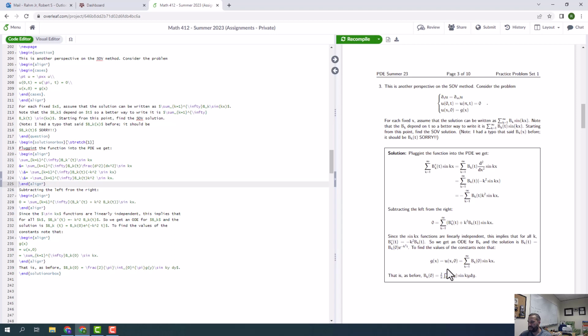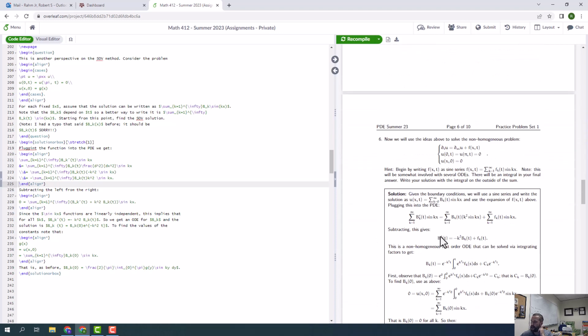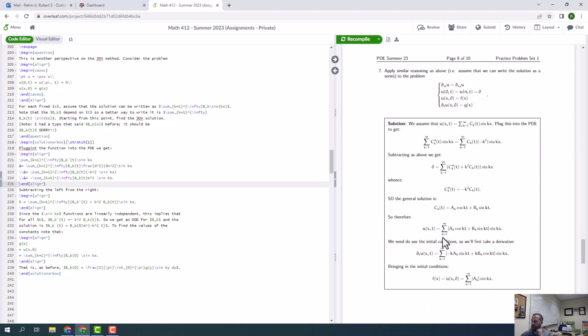And now this tells me that u of x, t, or g of x, can be written like this. And I find the coefficients just like I did in class. And so we've done the exact same thing down here. Well, not exact same because it's a second order equation in the t variable as well. Our differential equation for ck is a second order equation rather than a first order equation, but the general outline is the same.